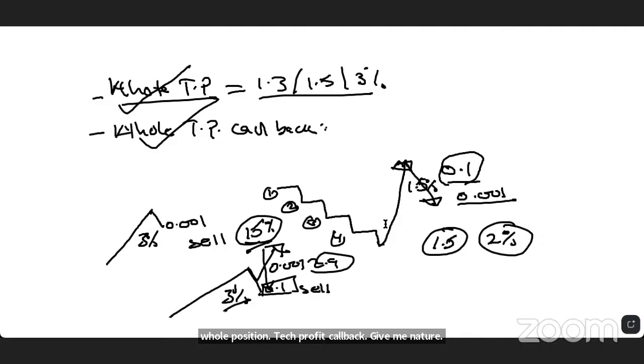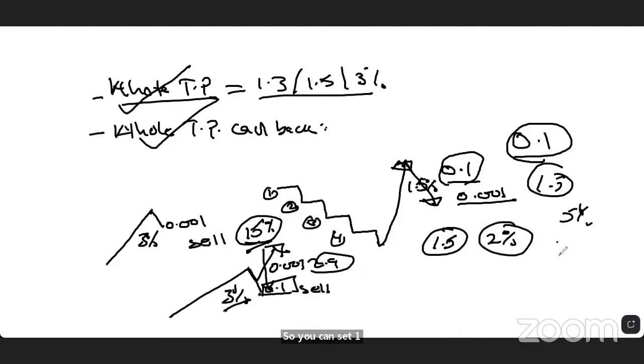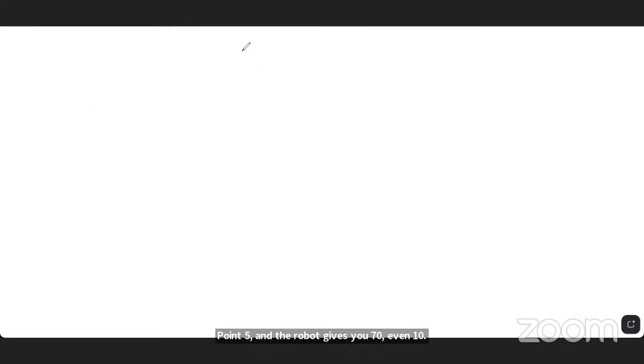That's why instead of us using 0.01, we use something a little bit not high and a little bit not low, which is a 0.1. So that if this coin is going to be a good coin, maybe, because we don't know, we don't lose so much, but if it is a good coin, we gain more than we have set. So you can set 1.5 and the robot gives you 5%. You can set 1.5 and the robot gives you 7%, even 20, even 10, depending on the market. We do not control that. Now, we now know what whole position take profit callback is.